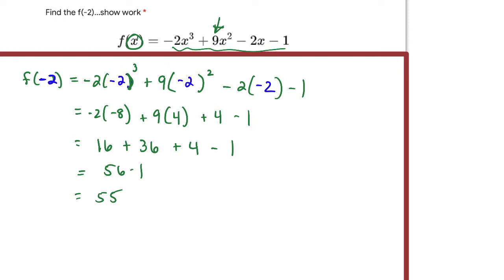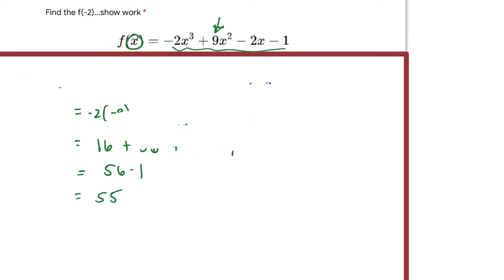A much quicker way to solve this problem, I'm going to leave the answer down there at the bottom so you can see how much quicker it is to solve it using synthetic division. So this is the f of -2. This is what we should get for an answer if we use this other method, so we can verify, and you'll actually see that it is much quicker.